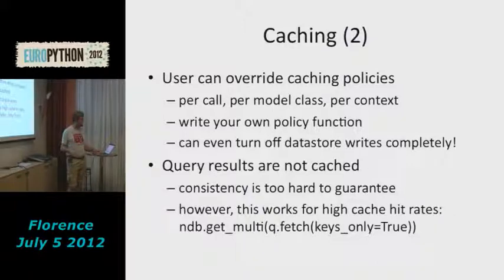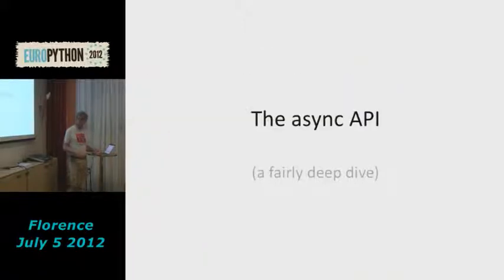So as I said, you can override the caching in a number of ways. You can on each call say turn the caching off, or maybe turn the caching on if it's off by default. You can also, inside your model class, say, for this model, don't use the in-memory cache or don't use the memcache, but do use the in-memory cache or vice versa. You can also write a completely generic policy function. Query results, unfortunately, are not cached. That's very complicated to get right. So maybe another time.